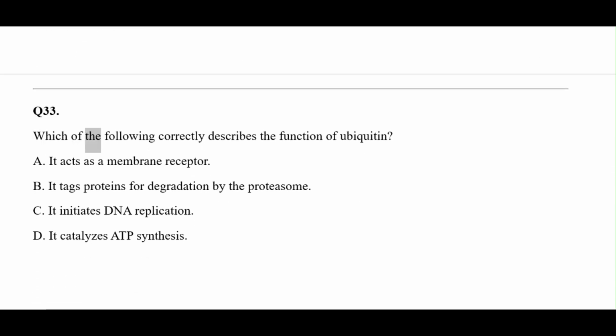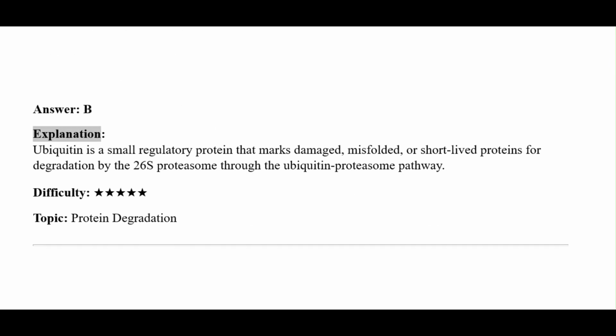Q33. Which of the following correctly describes the function of ubiquitin? A. It acts as a membrane receptor. B. It tags proteins for degradation by the proteasome. C. It initiates DNA replication. D. It catalyzes ATP synthesis. Answer, B. Explanation. Ubiquitin is a small regulatory protein that marks damaged, misfolded, or short-lived proteins for degradation by the 26S proteasome through the ubiquitin-proteasome pathway. Difficulty. Topic: Protein degradation.